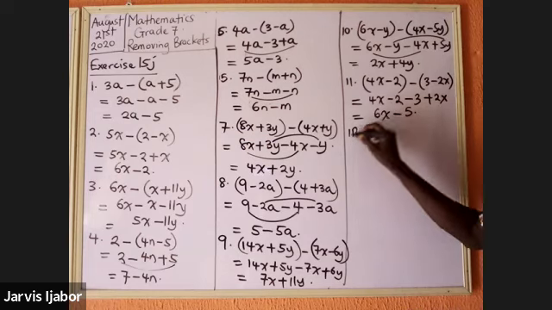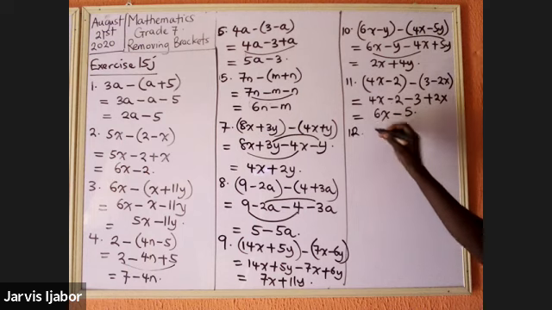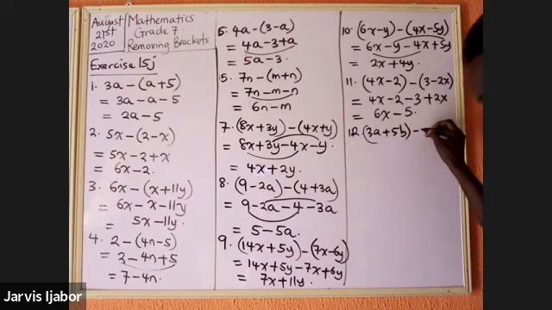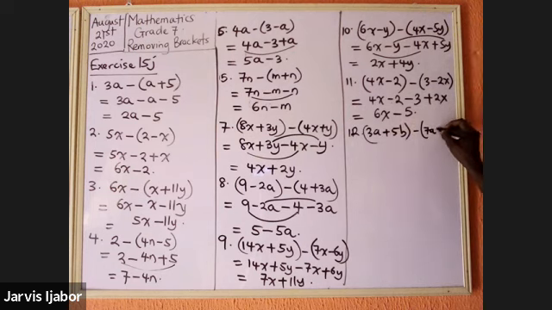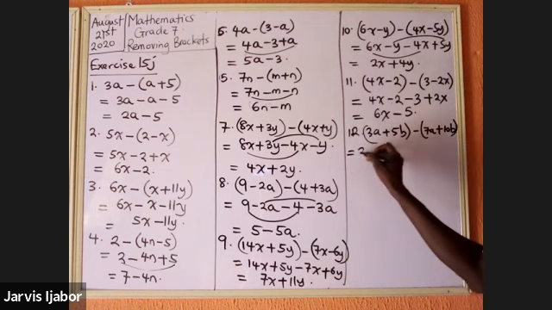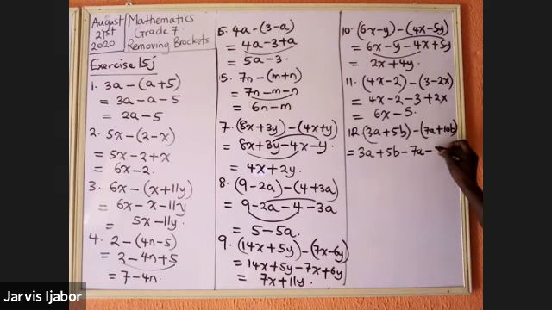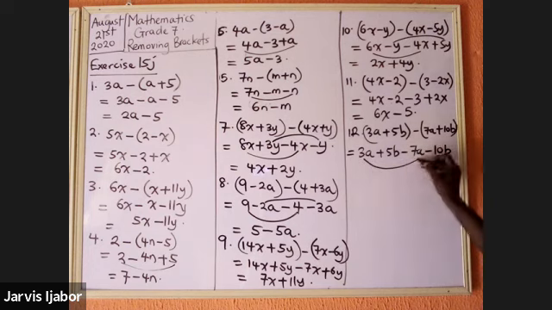Question 12, final question rather, you have 3a plus 5b minus (7a plus 10b). How do you do that? This will be equal to 3a plus 5b unaffected, minus 7a minus 10b. So what is going to happen? This to this, this to this.